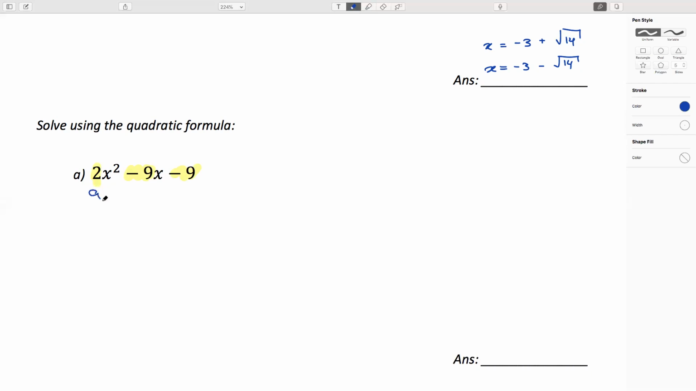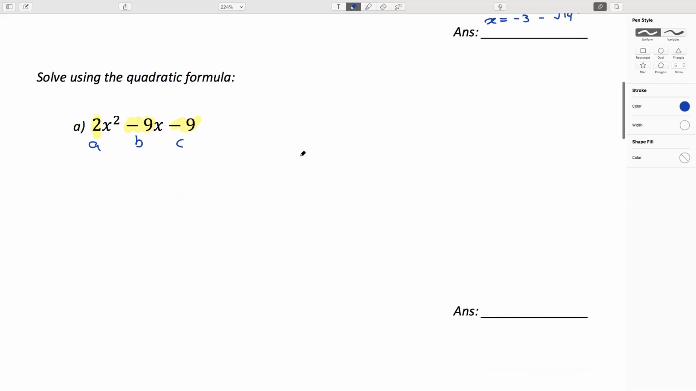A is our x squared coefficient, the leading coefficient. Negative 9, that's b, because it's attached to x. And then negative 9, that's going to be c because it's our constant. So when you're using the quadratic formula, we take x equals negative b plus or minus the square root of b squared minus 4ac, and that's all over 2a.